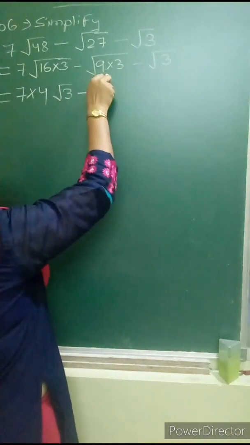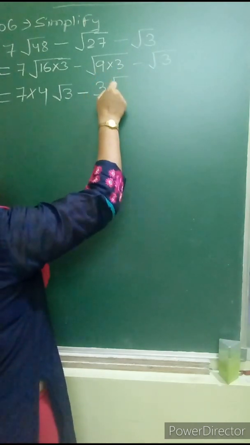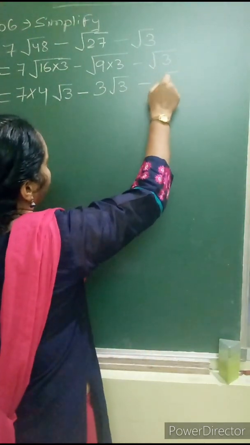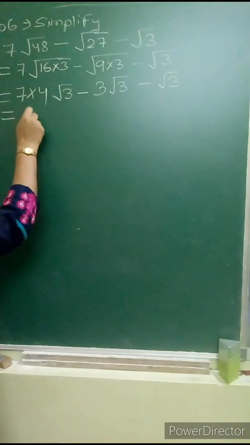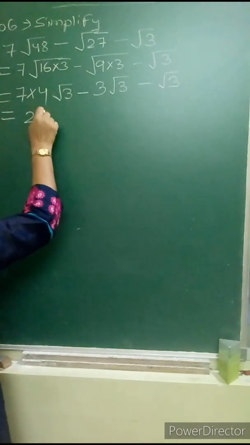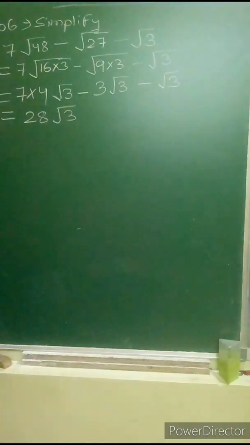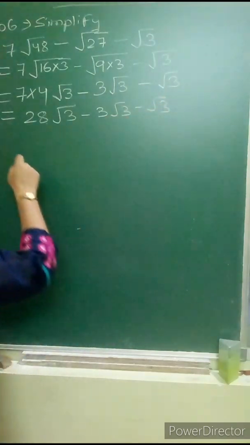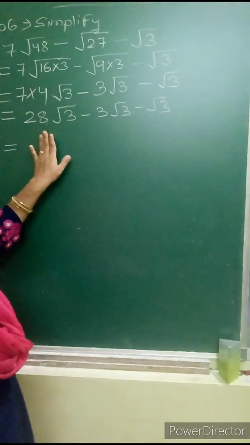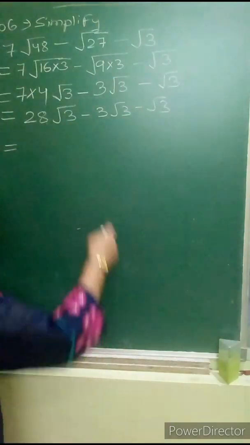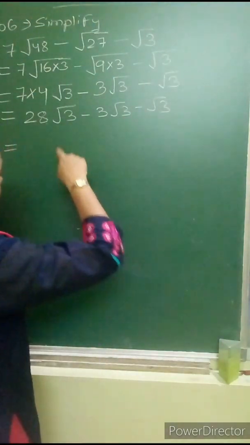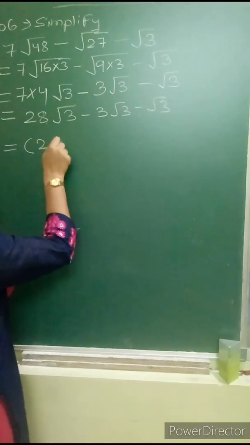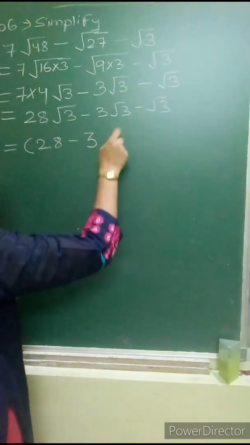Then this minus sign comes and square root of 9 is what? 3, so it comes out, and this 3 continues to remain inside the radical sign, minus square root of 3. Now 7 multiplied by 4 is what? 28, and square root of 3 minus 3 square root of 3 minus square root of 3. So now here we are having all the 3 like such, isn't it? Square root of 3, square root of 3, square root of 3, and the orders are also same, that is 2. So what we have to do next? We have to take this 28, this minus, then 3, then this minus.